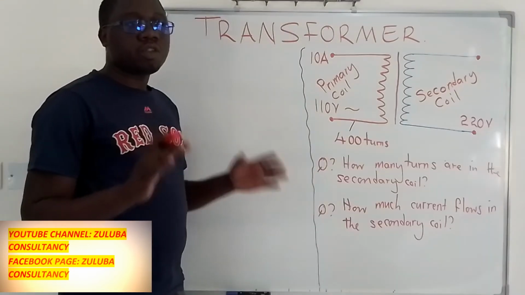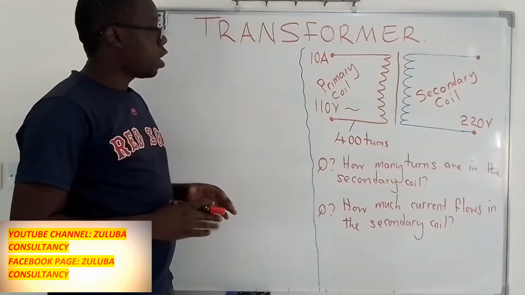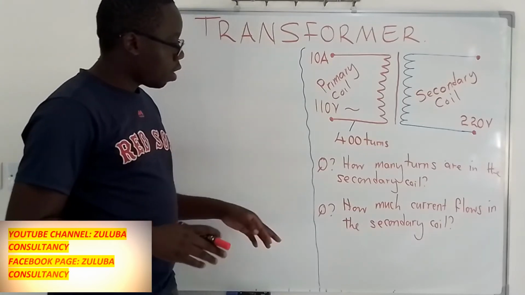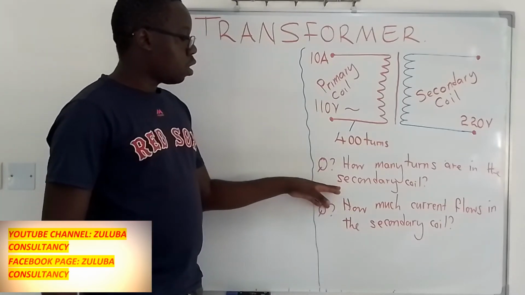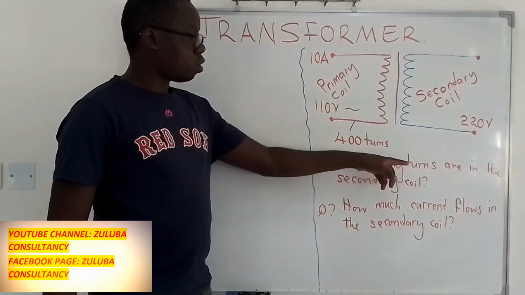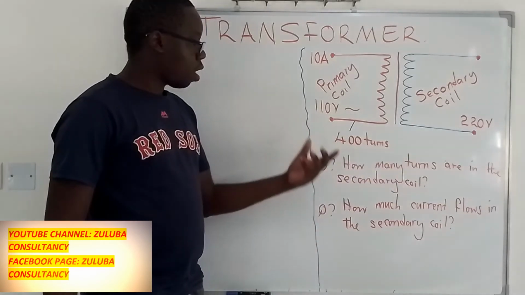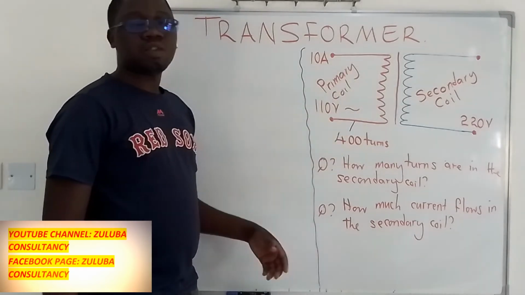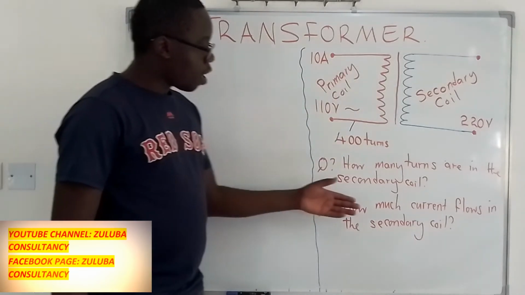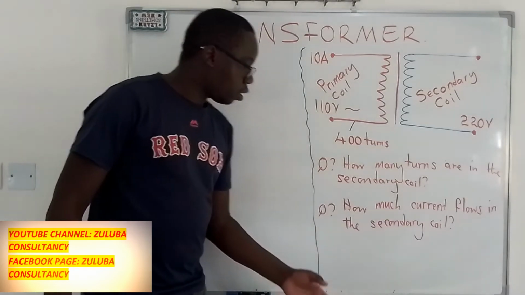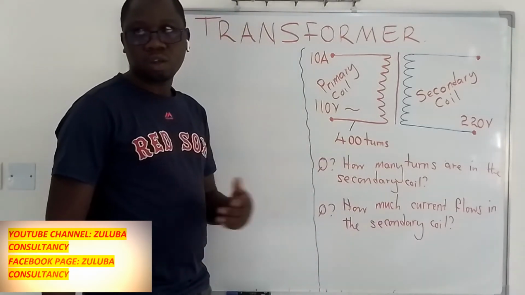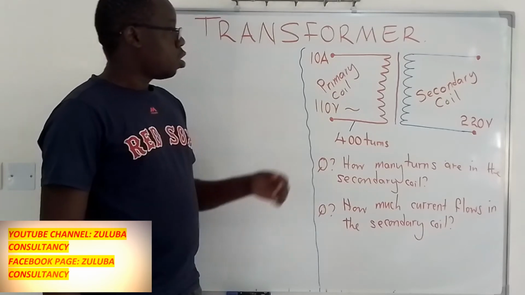Look at now the second example. In this second example, we want to answer two questions. The first one, we want to find the number of turns that are in the secondary coil. Thereafter, we'll calculate the current flowing in the secondary coil.